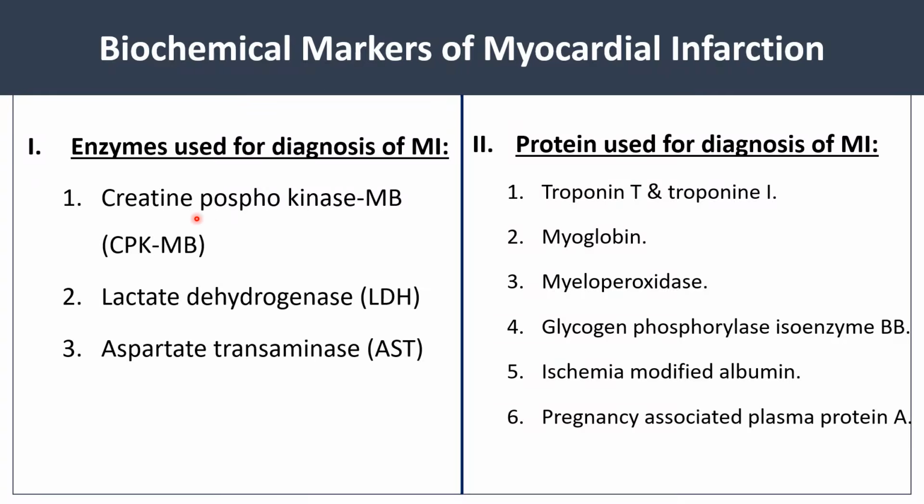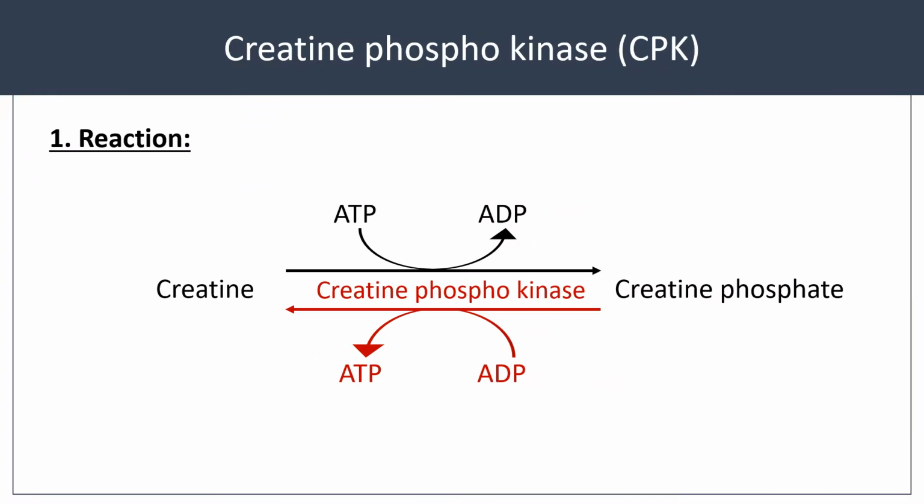So we'll start with creatine phosphokinase MB. First we have to discuss the reaction in which it is involved. Creatine phosphokinase, as the name suggests, kinase means it is going to transfer something. Phosphokinase means it is transferring phosphate. So it is going to transfer phosphate from ATP to creatine, resulting in formation of creatine phosphate.